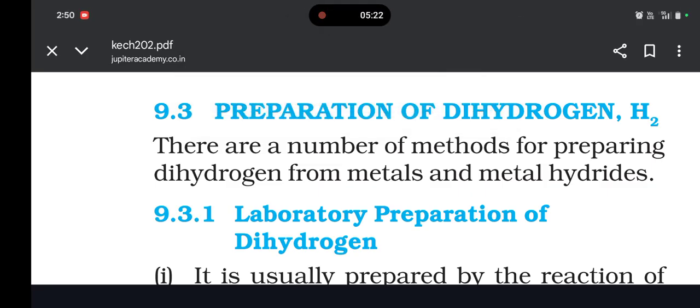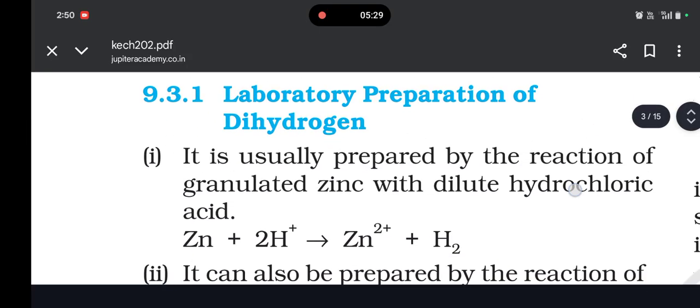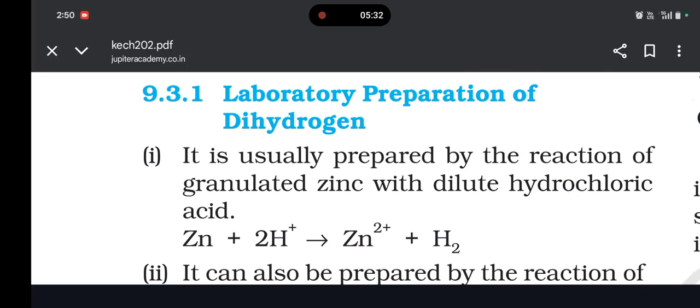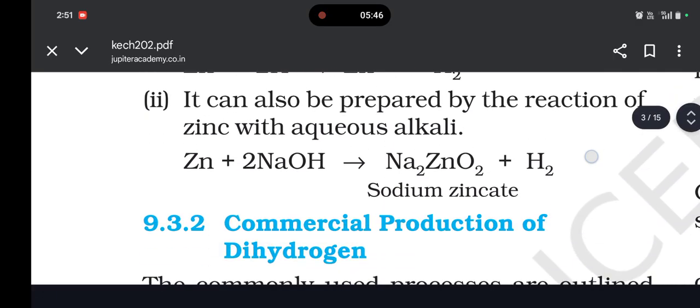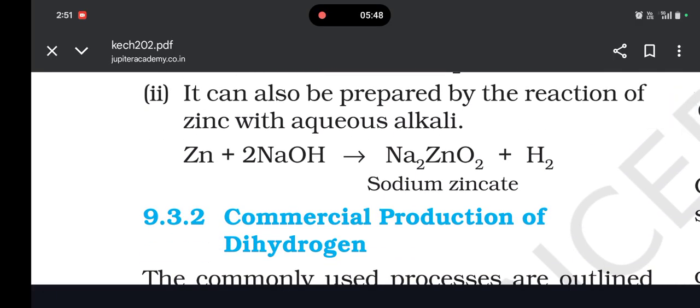Preparation of dihydrogen, H2. There are a number of methods for preparing dihydrogen from metals and metal hydrides. 9.3.1 Laboratory preparation of dihydrogen. It is usually prepared by the reaction of granulated zinc with dilute hydrochloric acid. Zn + 2H+ gives Zn2+ + H2 gas. Second, it can also be prepared by reaction of zinc with aqueous alkali. Zn + 2NaOH gives sodium zincate + H2.